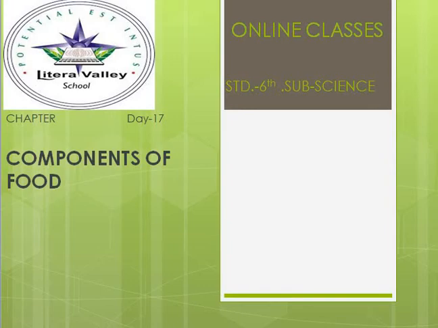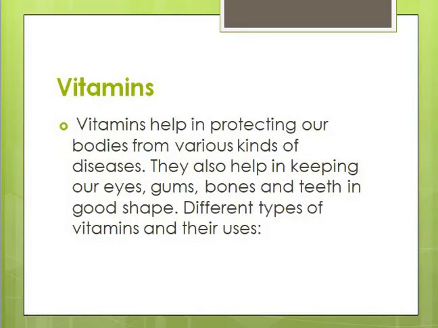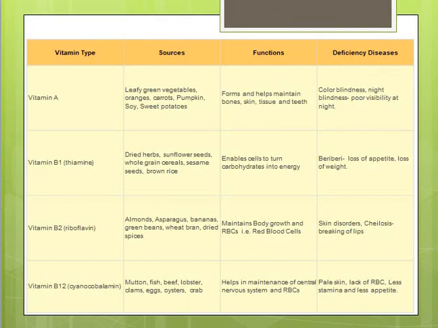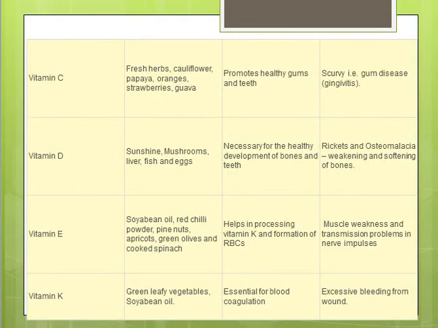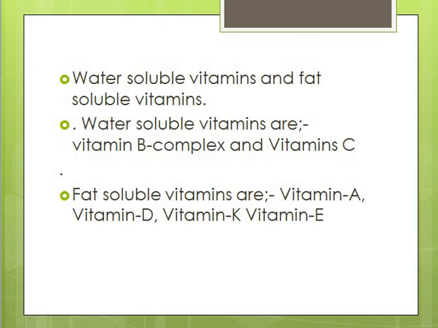Then again we saw vitamins. These are the definitions, then vitamin type, source, function, and the deficiency caused by the vitamin. If the deficiency is present, then this type of disease is caused. In the previous video we discussed all these things. Then again, two types of vitamins are there: fat soluble and water soluble. If the base of solubility of a particular vitamin is water, then it is water soluble. If fat is the base, then it is fat soluble.